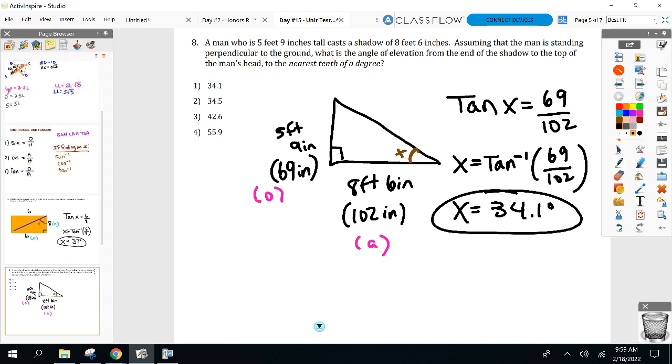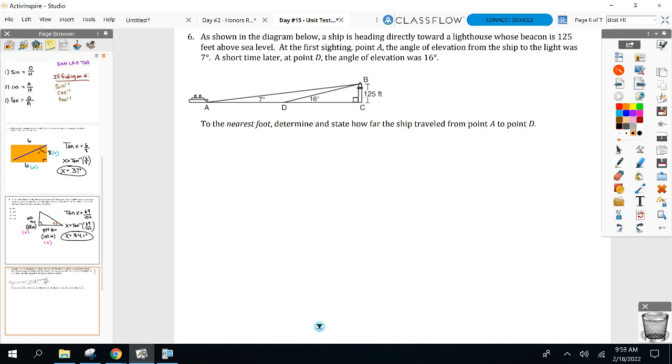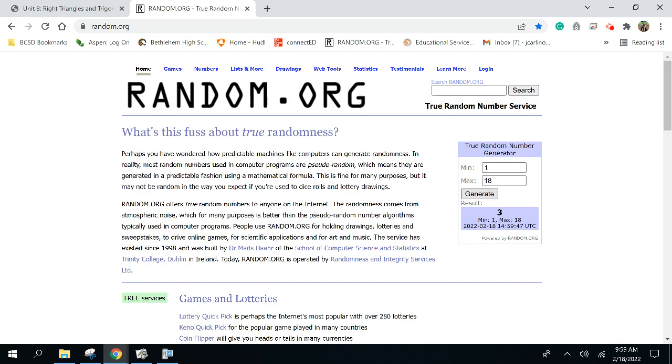Ready to go beast mode in your group right now. Here we go, number 6. Again, I'm assigning the challenging ones. I'm only assigning the challenging ones in your group. So go ahead, number 6. It's going to take a little bit of time. Be patient.